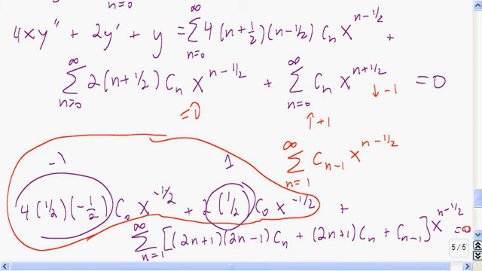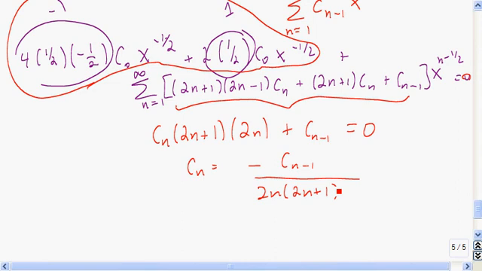All right, so why don't you press pause and work on finding the recurrence relation. All right, so you should get, if you factor out a 2n plus 1 and a c sub n from these first two terms, then we have 2n minus 1 plus 1 left, so 2n left there, and then plus this c sub n minus 1. Then solve for c sub n, we get negative c sub n minus 1 over 2n times 2n plus 1. Okay, and so that's for n from 1 to infinity. So go ahead and look for your pattern here.